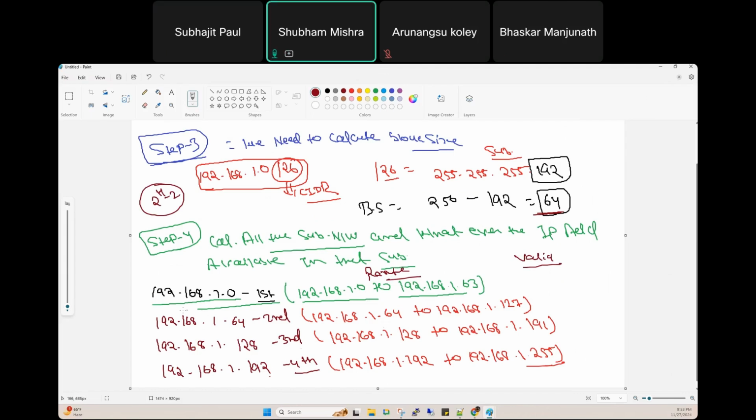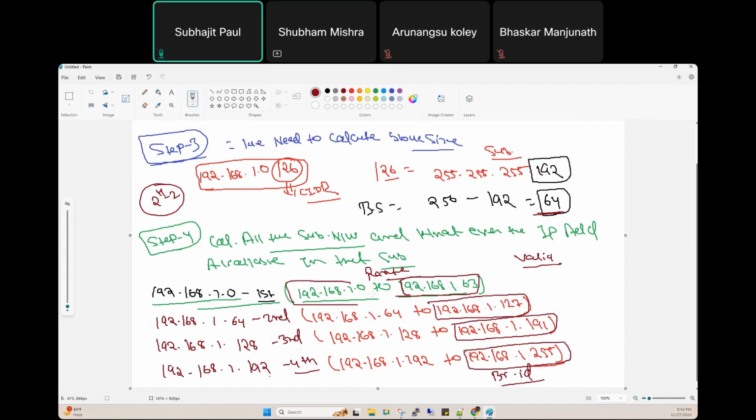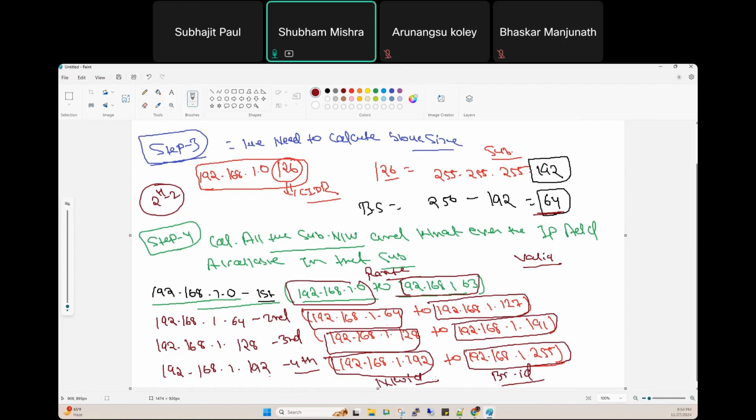So what I told you, the first and last we are not using. First is called the network ID, and the last one is called the broadcast ID. Here, this one, this one, this one, and this one. These all are called, guys, which address? Broadcast address. And these all are called which address? Network ID. Getting my point?